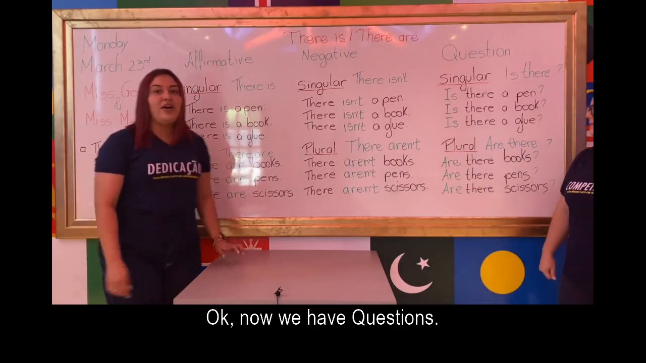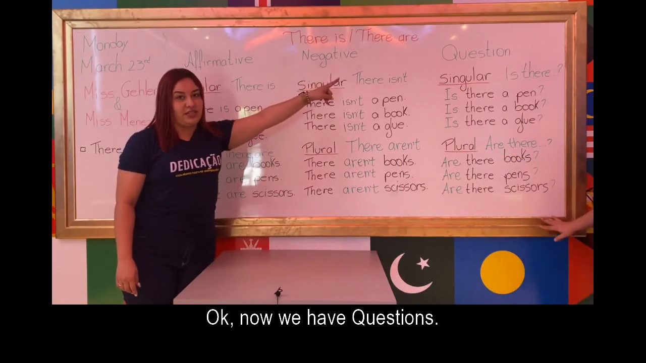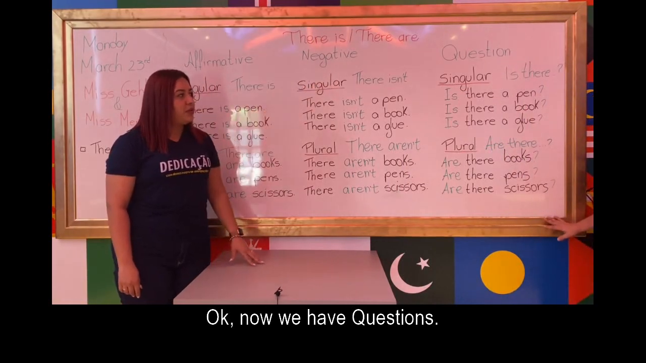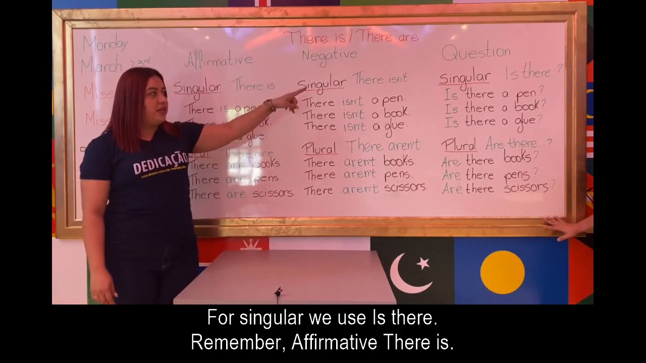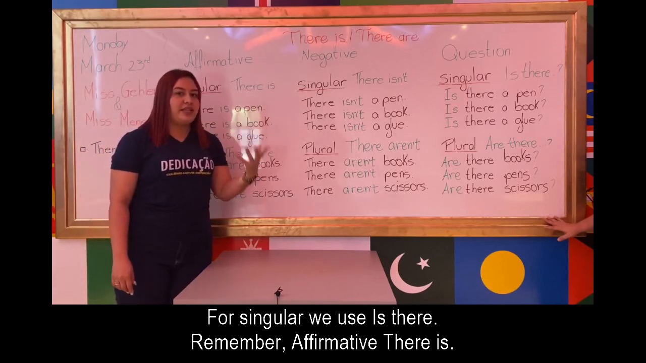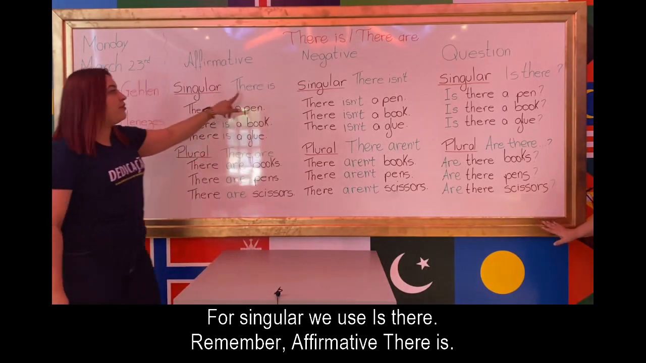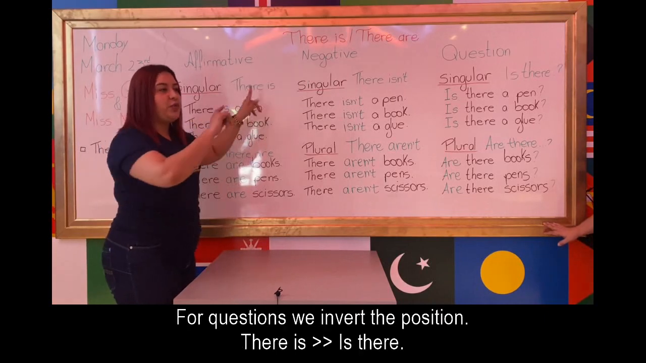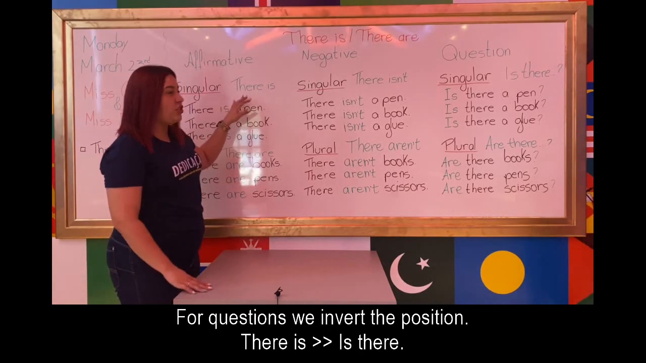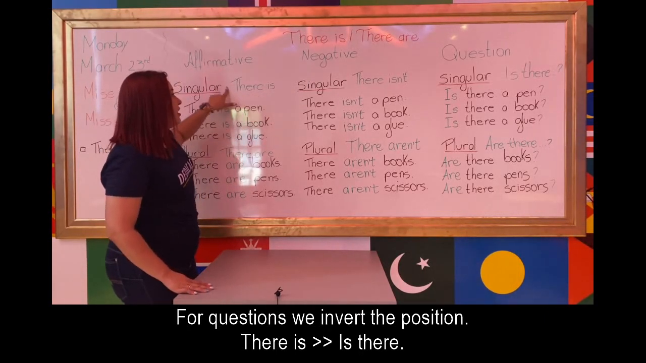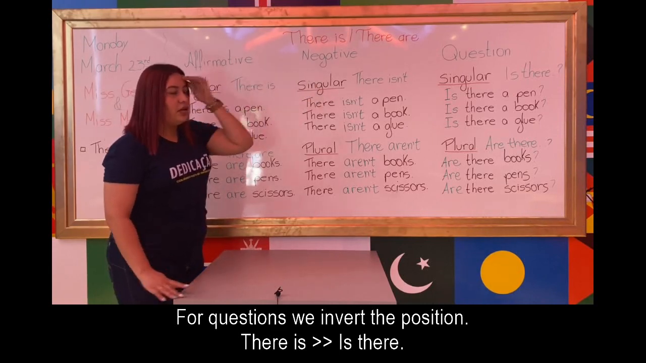Okay, now we have questions. Okay, for singular we use is there. Remember, affirmative, there is. Questions, we invert the position. Is there. Okay?